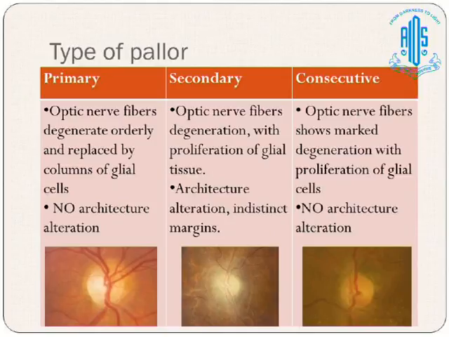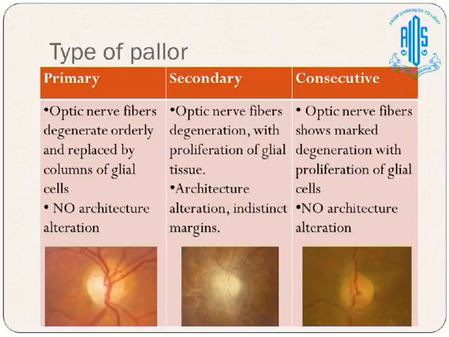So what you see is reactive gliosis. If you can see here, it is a dull white in color, as compared to what you see in the primary, which is chalky white. And in the secondary, the disc margins are indistinct, because the architecture alteration happens. So this is how you differentiate primary, secondary and consecutive.